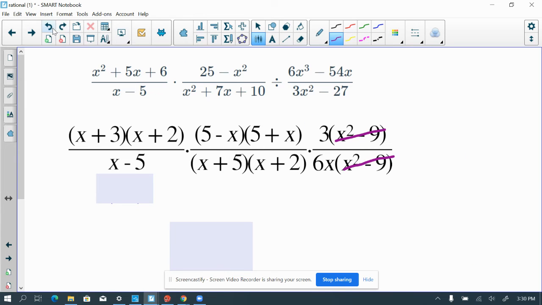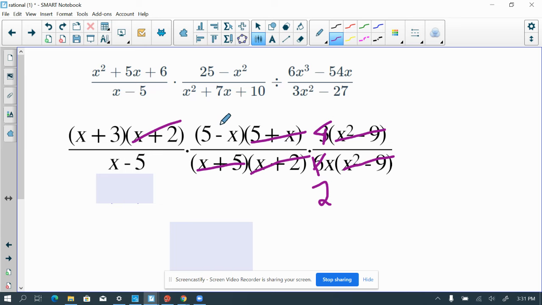Not 0, 1. What else do I have? X plus 2 divided by x plus 2 is 1. And is that it, guys? Well, 3 divided by 2 times 3, isn't 6, 2 times 3, is 2. And 5 plus x divided by x plus 5 is 1.